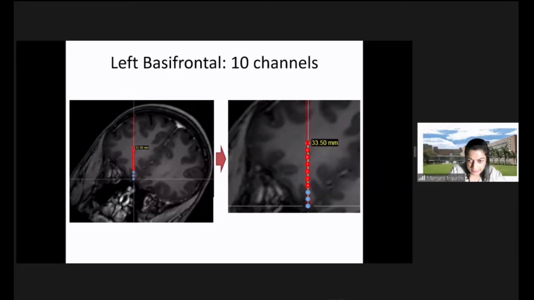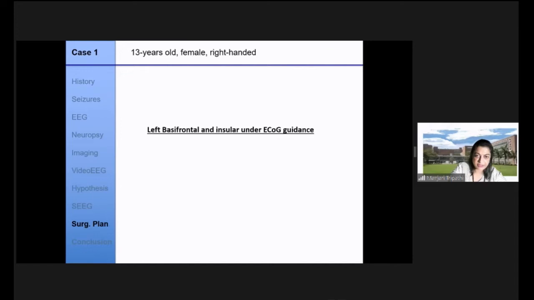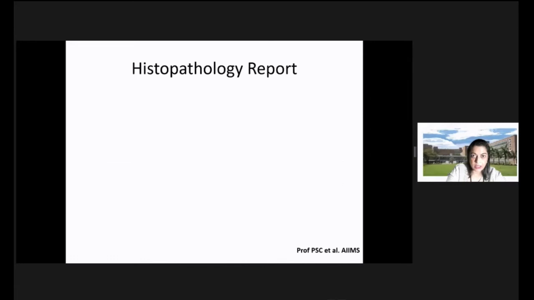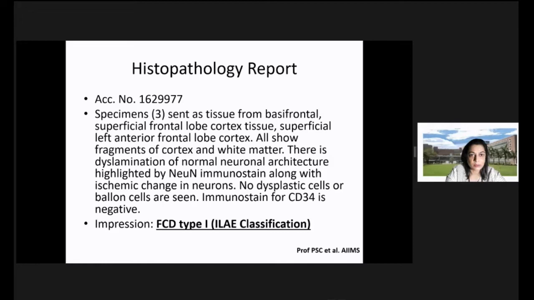She underwent the basifrontal resection with a little bit of extension. So this was basically her post-op MR, CT. And she had FCD type 1, which was seen in our histopathology by our pathologist. She has been seizure-free, and the mom has put her in online schooling, which is an open schooling system as of now. She comes periodically for follow-up. Currently, her medication is being tapered. So that's all I have for today's case.